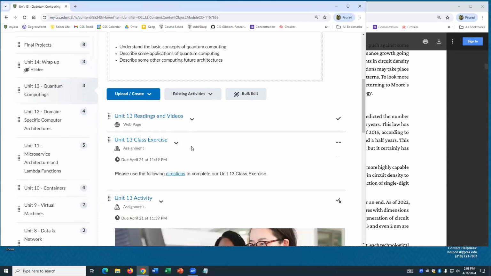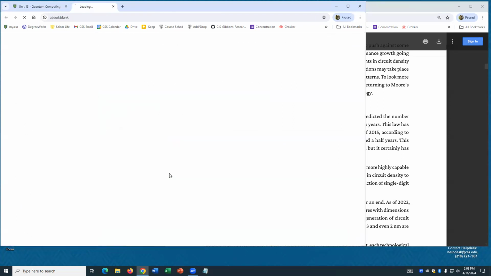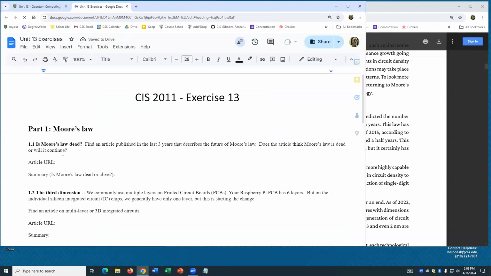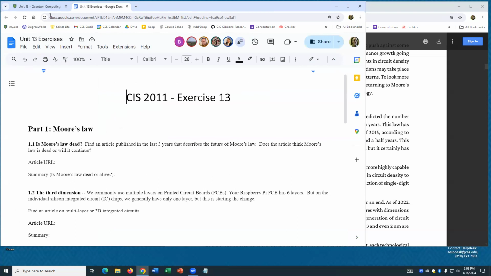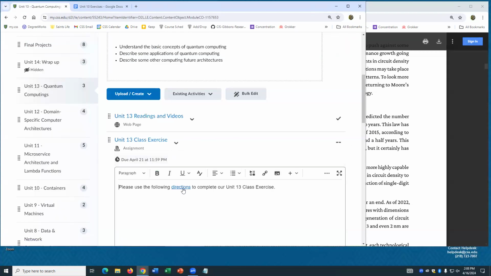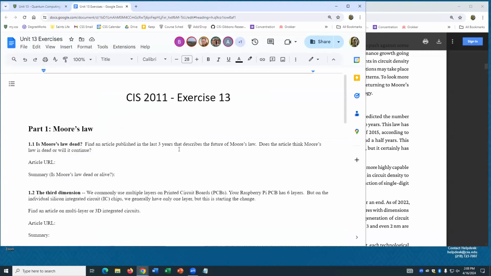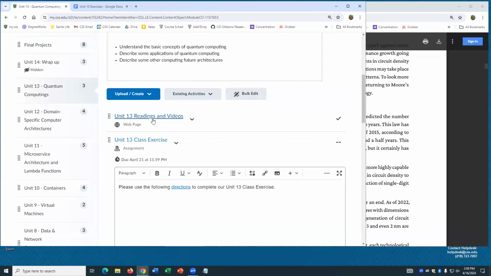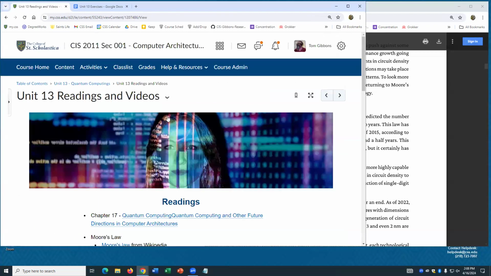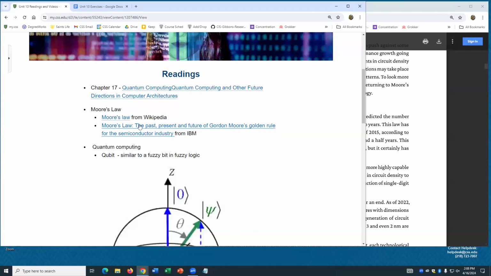So one thing I want you to do today is, I'm going to go through the readings, but in the exercise, there are questions that you can answer as we're going through this. So if you go to the class exercises and read that, you can make a copy of that and start working on it there. So one of the questions we hear a lot today is, is Moore's Law dead, or is it still going on?